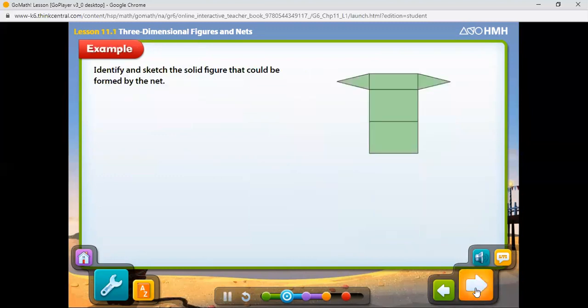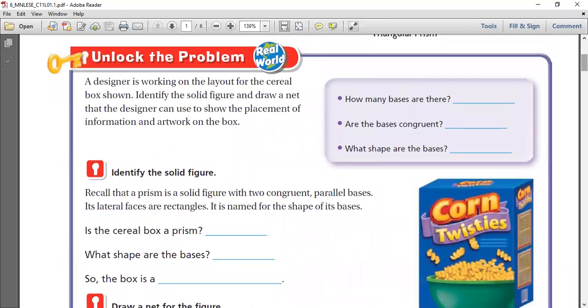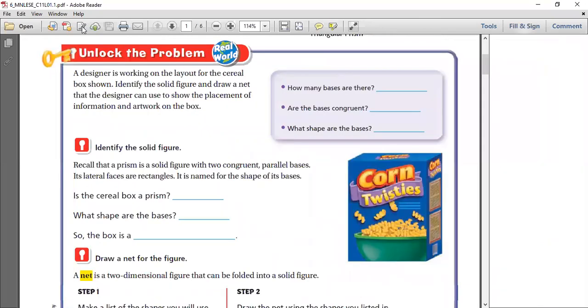Okay. Let's explore the net and identify and sketch the solid figure it could represent. Identify and sketch the solid figure that could be formed by the net. Okay, now before doing this question, I want you all to do this question first. That's the first one. So let's start doing this, unlock the problem by ourselves. It's the same as I told you. So first let's see.